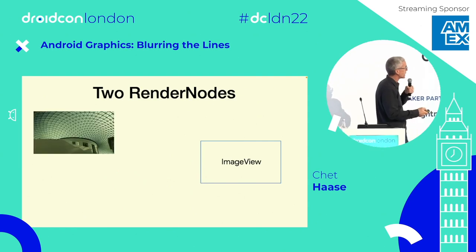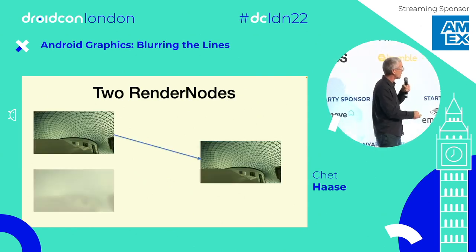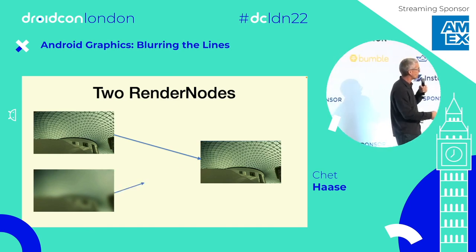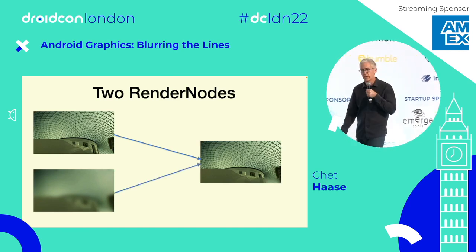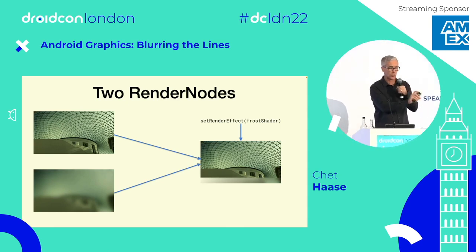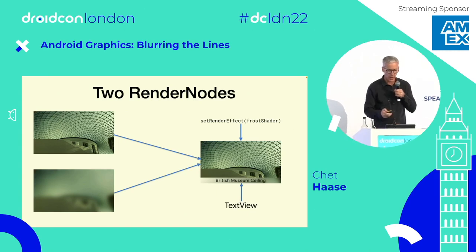You can use this technique to do exactly what I wanted, which is basically you have one render node holding the image stuff, you have another render node holding the blurred version of the render stuff, you draw it to a different space in there, and then on top of that you run a simplified shader that is not doing a box blur, it's only doing the frosted effect, and then you have a text view running on top.